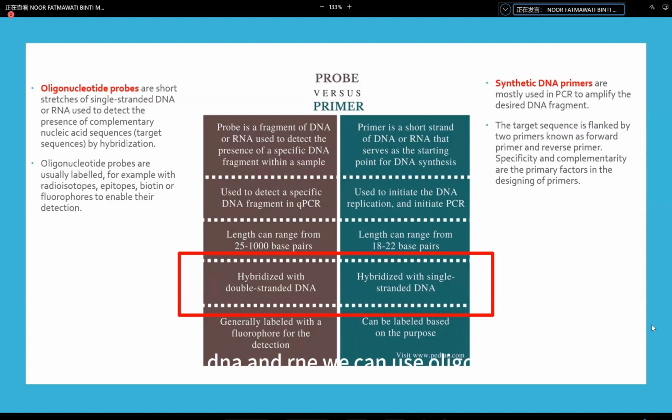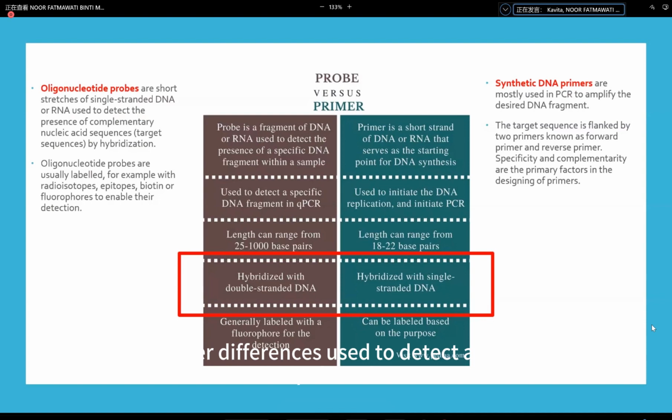So for both DNA and RNA we can use oligonucleotides. If you are measuring RNA directly, you can design your probe using either DNA or RNA, depending on the sequence. If it's RNA, you just have to replace the uracil, right? U to T.